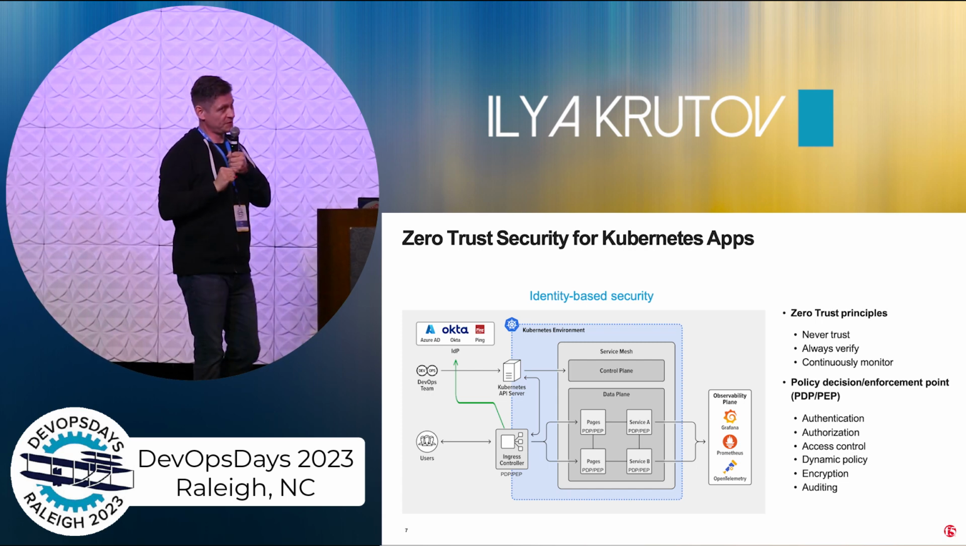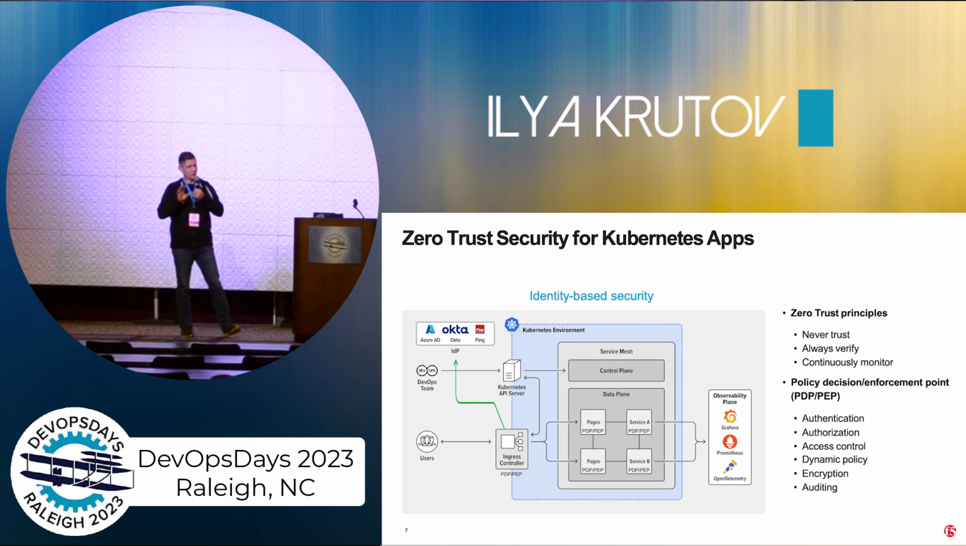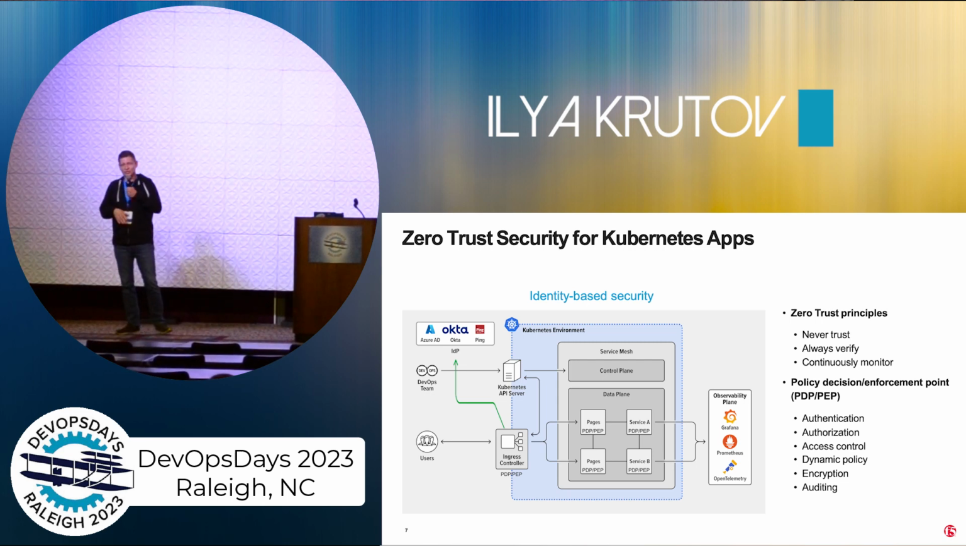There might be a need for service mesh, because we need to control how one service interacts with other services and what they are allowed to do. So in simple terms, in terms of zero trust, we talked about policy decision points and policy enforcement points.